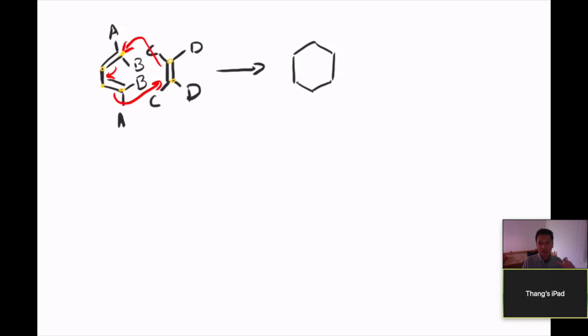Okay, so again, you can have the attack coming from the top or from the bottom. It doesn't matter as long as you are being consistent about it. It's going to be just the enantiomer, right? So I always like for your diene to be on top and your dienophile, your double bond, to be coming from the bottom.